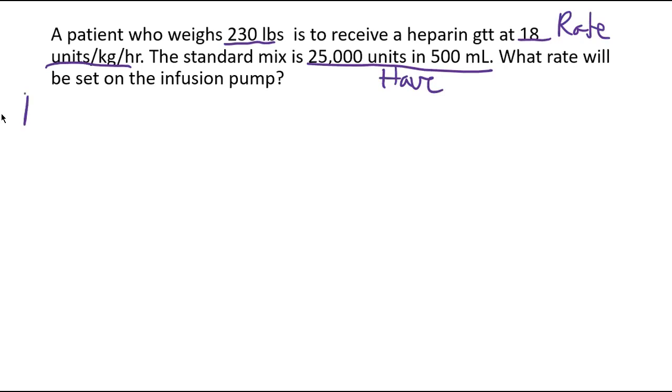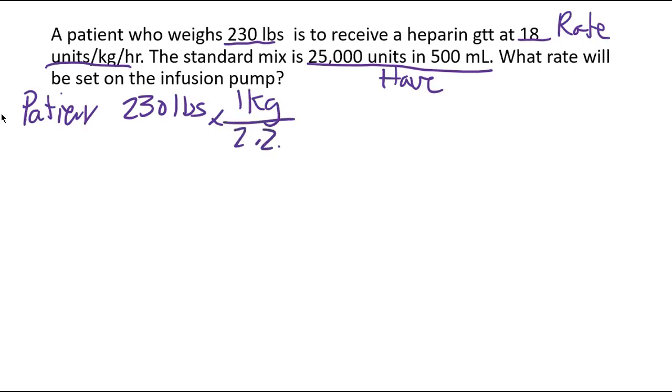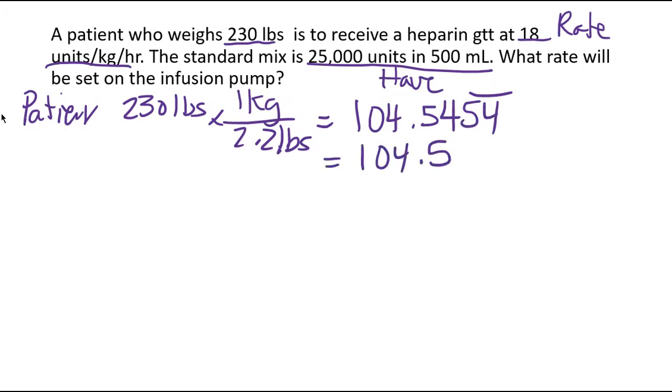So let's start with the patient. Okay, patient weighs 230 pounds. So then we're going to multiply 1 kilogram divided by 2.2 pounds. And we're going to get 230 divided by 2.2. We're going to get 104.5454545454 forever and ever. Okay. So we can actually round that and say 104.5. Okay, that's kilograms.